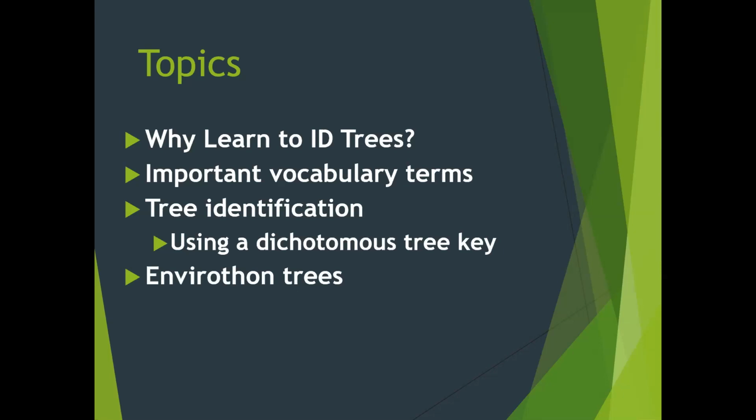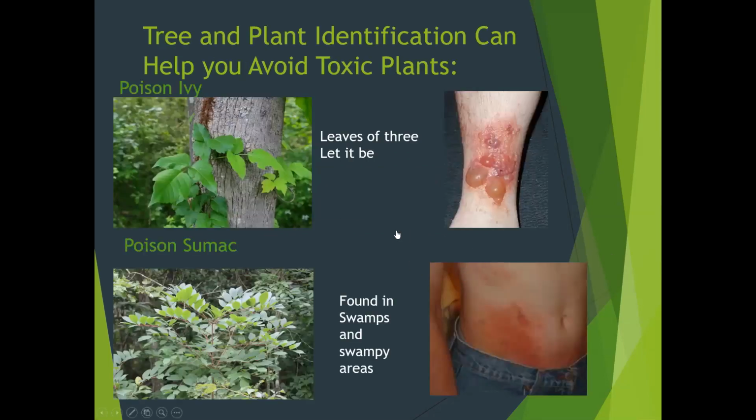So first of all, why tree ID? And this is a really important part of it. It's just good to know what's around if there are toxic plants. So this is an actual tree, poison sumac. You really have to go into swamps and swampy areas to find it. And this is not actually a tree, it's a woody vine. Poison ivy, and you may have heard people say leaves of three, let it be. This is everywhere. It's a native plant. It's important bird food, but it's really annoying to people who are allergic to it in the field.